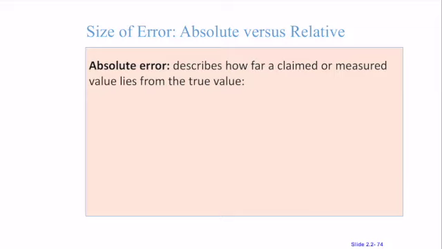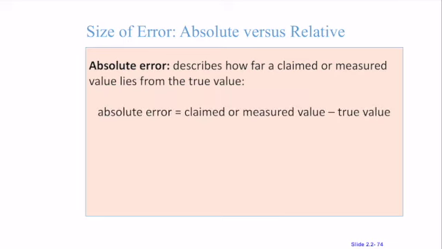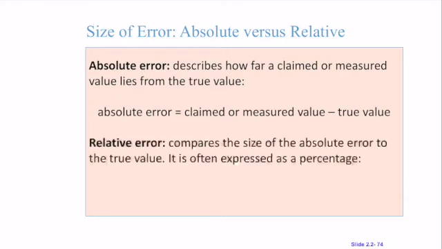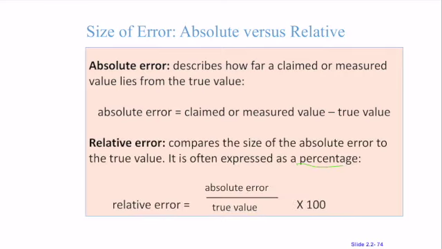Absolute error describes how far a claimed or measured value lies from the true value. Absolute error is the claimed or measured value minus the true value. Relative error compares the size of the absolute error to the true value, and this is often expressed as a percentage. To find the relative error, we take absolute error divided by the true value times 100.